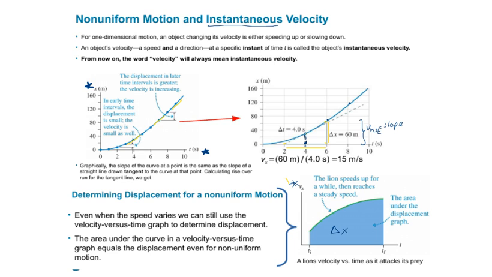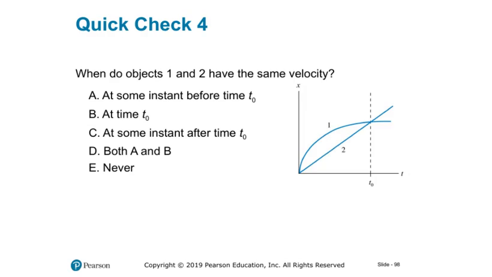Still, I can have a very weird looking velocity. This graph here is a velocity versus time graph of a lion that is attacking its prey. It's curving, not even increasing steadily. Still, the area under the curve is equal to delta x. That still will hold. If I can find a way to calculate that area, I can calculate how much displacement this lion has.